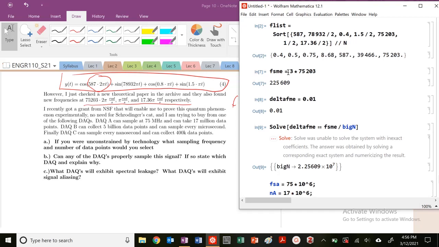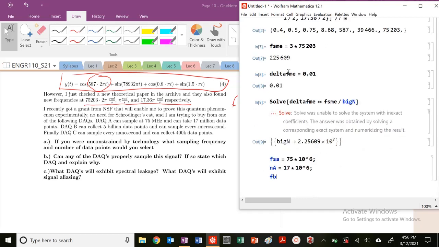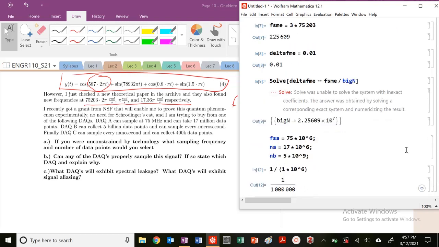So we got that, and then I have NB. Actually, I'm going to use all these lowercase because that'll make it a little bit nicer. So NB is 5 billion, so 5 times 10 to the 9, and it could sample every microsecond. So 1 divided by 1 times 10 to the minus 6. So actually, my sampling rate is every microsecond.